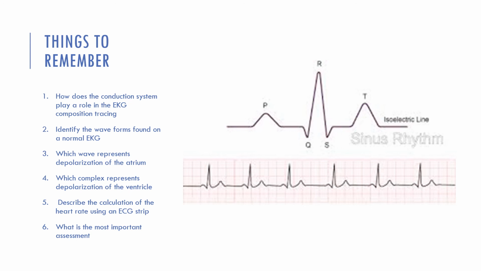Some things to remember. How does the conduction system play a role in your EKG? Two, you need to identify the waveforms found on a normal EKG. You need to know which wave represents depolarization of the atrium. You also need to know which complex represents the depolarization of your ventricle. You need to be able to describe the calculation of a heart rate using the EKG strip. And you need to know what is the most important assessment.